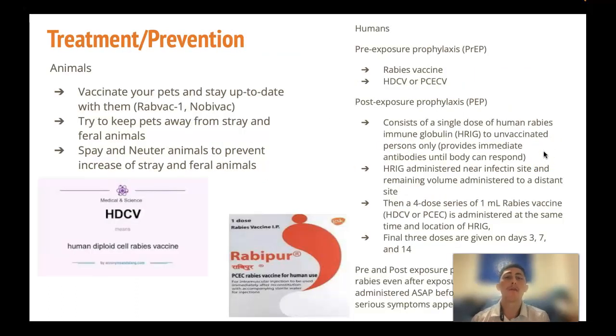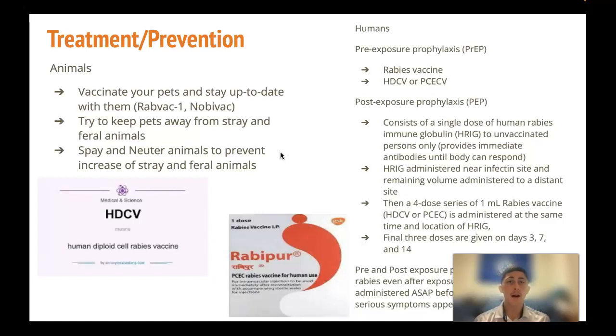So how to treat and prevent rabies for animals: vaccinate your pets and stay up to date with them. My mom, who's a veterinarian, says that these two vaccines here, Rabivac and Novavac, are two of the most common vaccines used for animals and pets. Mode of prevention: try to keep your pets away from stray and feral animals who have not been neutered or spayed or vaccinated and could be rabid. And you should also spay and neuter animals so we prevent an increase in population of feral animals who have a high chance of contracting rabies.